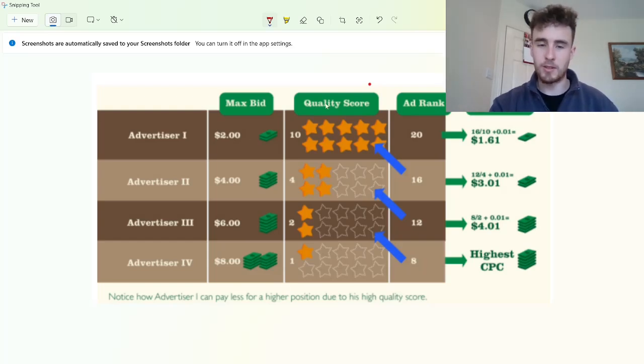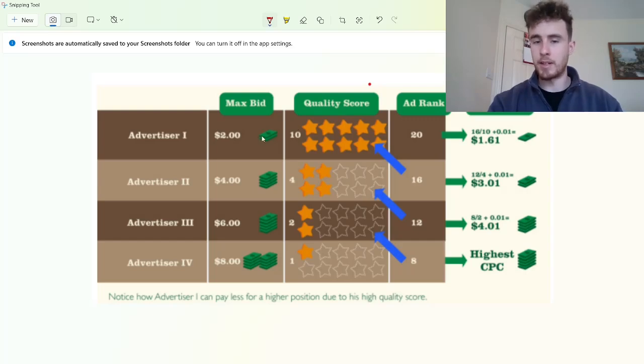So what's really important to understand as well is that if you can simply make the quality of your ads higher, then you don't always necessarily have to be bidding the most to have the highest ad rank. So you can rank above your competitors at the top of the page and not be paying even half as high a cost per click as them. So the first thing to understand is your maximum bid and your quality score are both going to have the biggest impact on your overall ad rank.